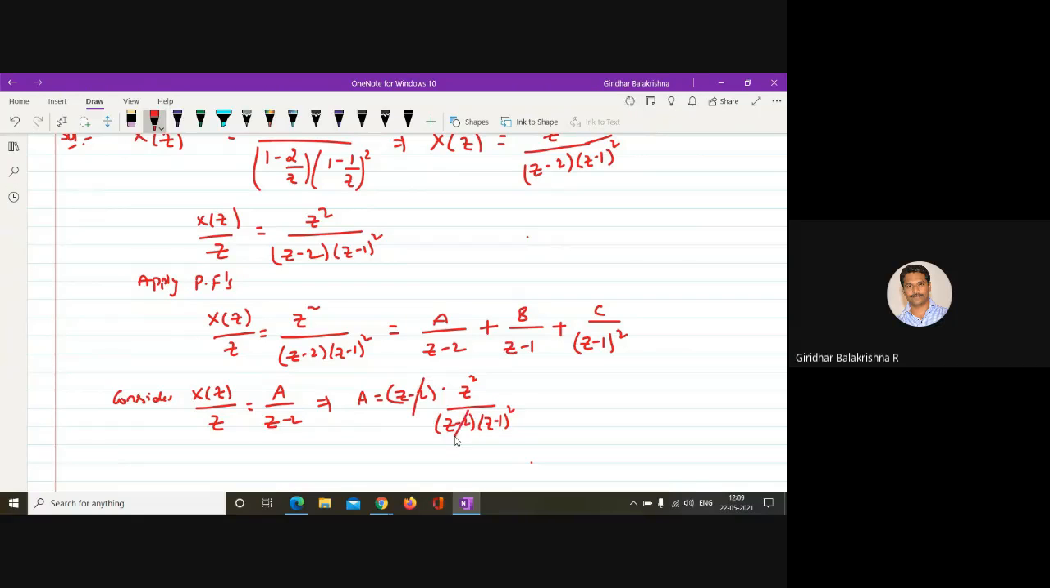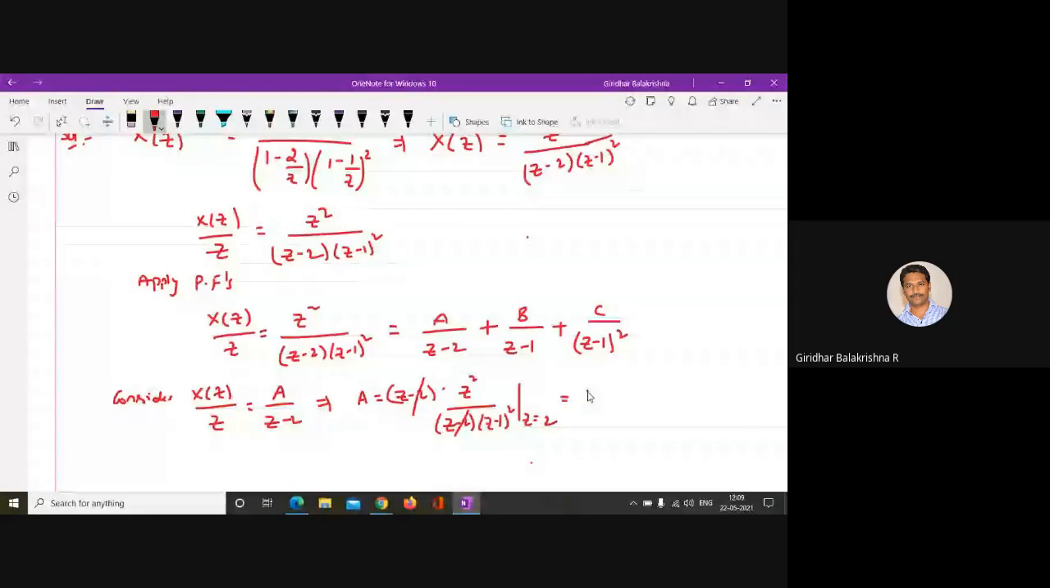So z minus 2 gets cancelled at z equal to how much? 2. Z equal to 2. Now we substitute z equal to 2: 2 square is 4, by 1 is 4. What is the value of A we got? 4.